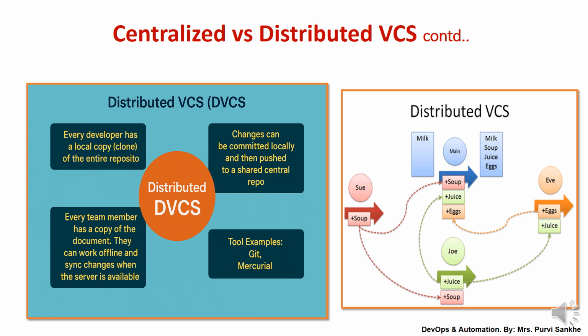Now the soup has been added, juice has been added, and eggs have been added over here. So Eve fetches from the main repository and gets the juice and the eggs. Now Sue can fetch Joe's updates and complete the full cycle. So here we can see how the work has been done in a distributed way by three different users, and the same has been updated to the main repository. So this is how DVCS works.